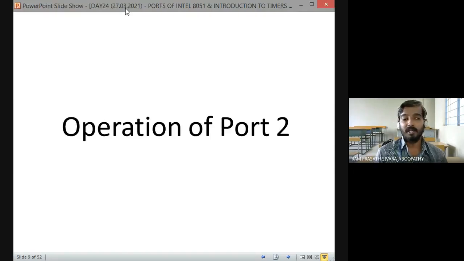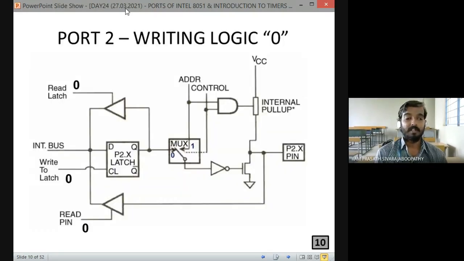So now we will go with the operation of port 2. Fine. So this is the circuit for port 2. First, we will go with the write operation. Obviously, we are going to write logic 0 now. Before that, what do we have to tell? If it is going to function as an IO port, what about the logic at the control pin? Yes, 0. Very good. So we need not bother about the address here also.